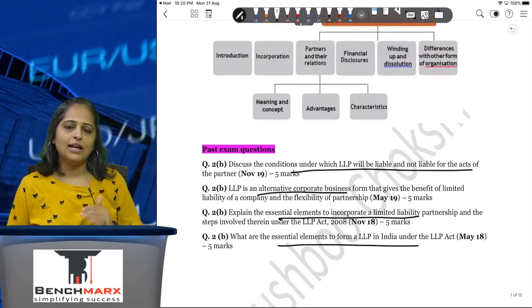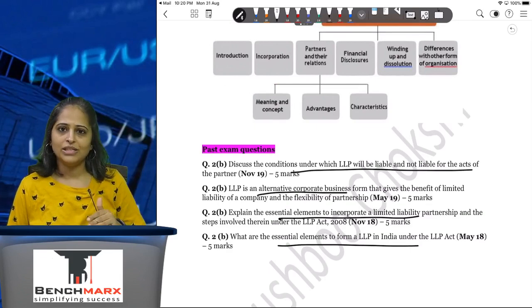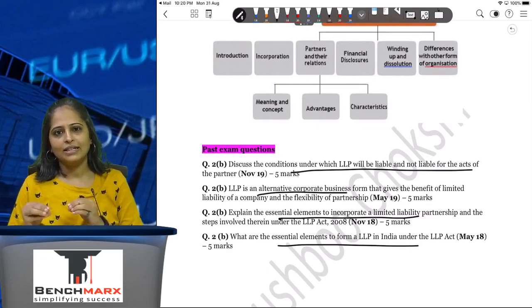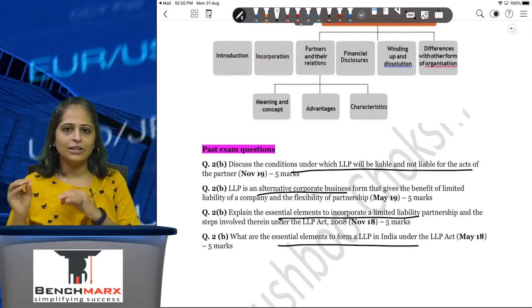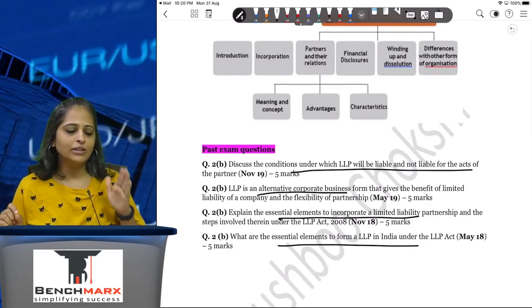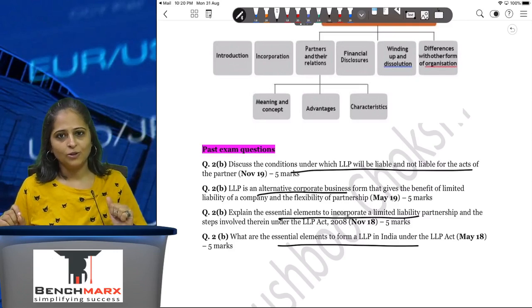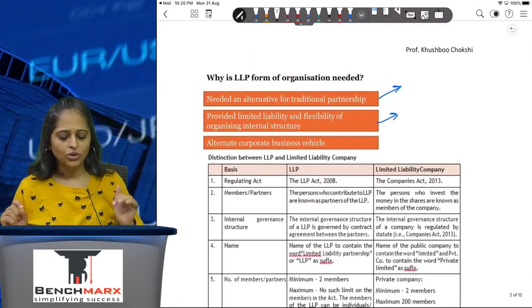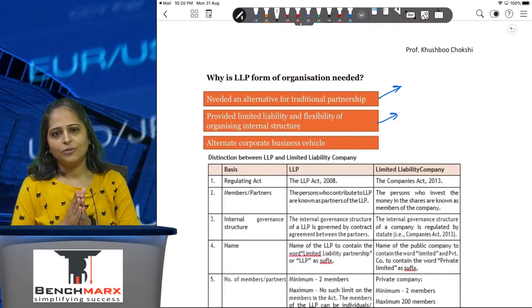See the video on the last day, see the summary notes which I am attaching, and those summary notes cover all the points, so you just see them on the last day for half an hour, study it, and you can go and give your paper and you will be able to attempt those 5 marks of your LLP Act question. Okay, now coming to what is LLP form of organization.